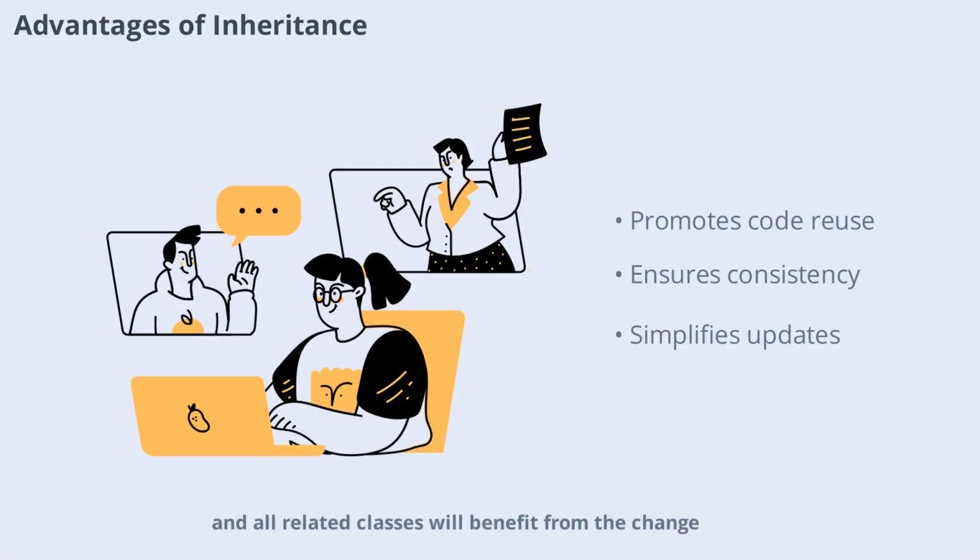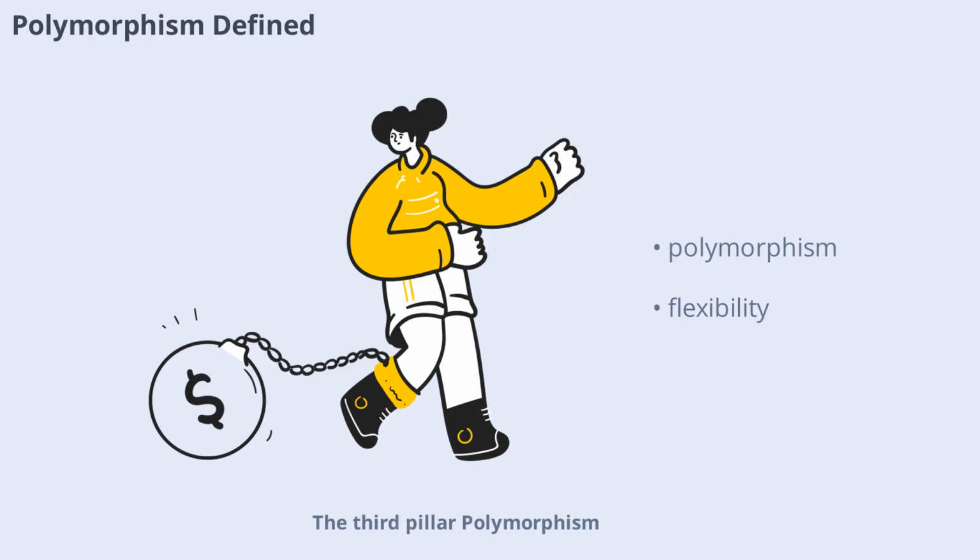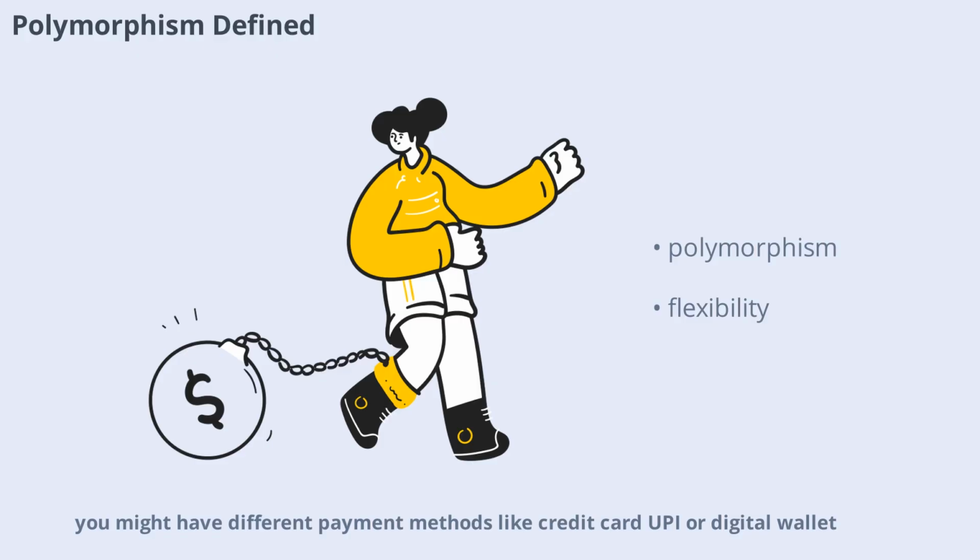The third pillar, polymorphism, means that the same operation can behave differently depending on the object. This is especially useful when you want to write flexible and extensible code. For example, in a payment system, you might have different payment methods like credit card, UPI, or digital wallet. The application simply calls payment service pay, and the correct implementation is chosen automatically. This makes it easy to add new payment methods without changing existing code.